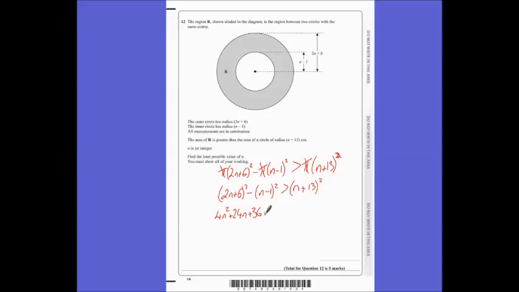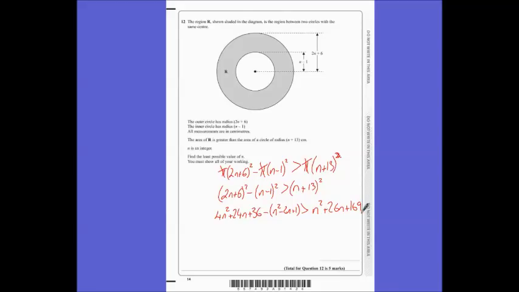And we're going to take away from that (n minus 1) squared, so that would be n squared minus 2n plus 1. Notice I've put it in brackets because we're going to subtract that in a minute, so we need to make sure that we know what we're doing with that. And that would be greater than n squared plus 26n plus 169.